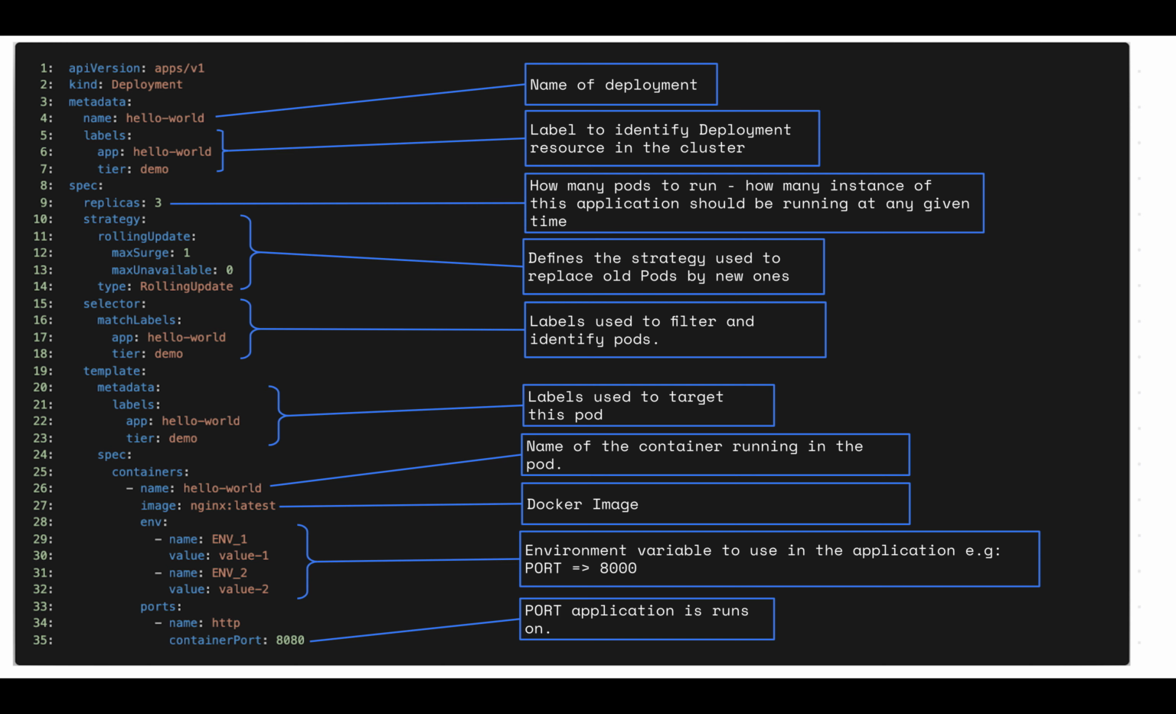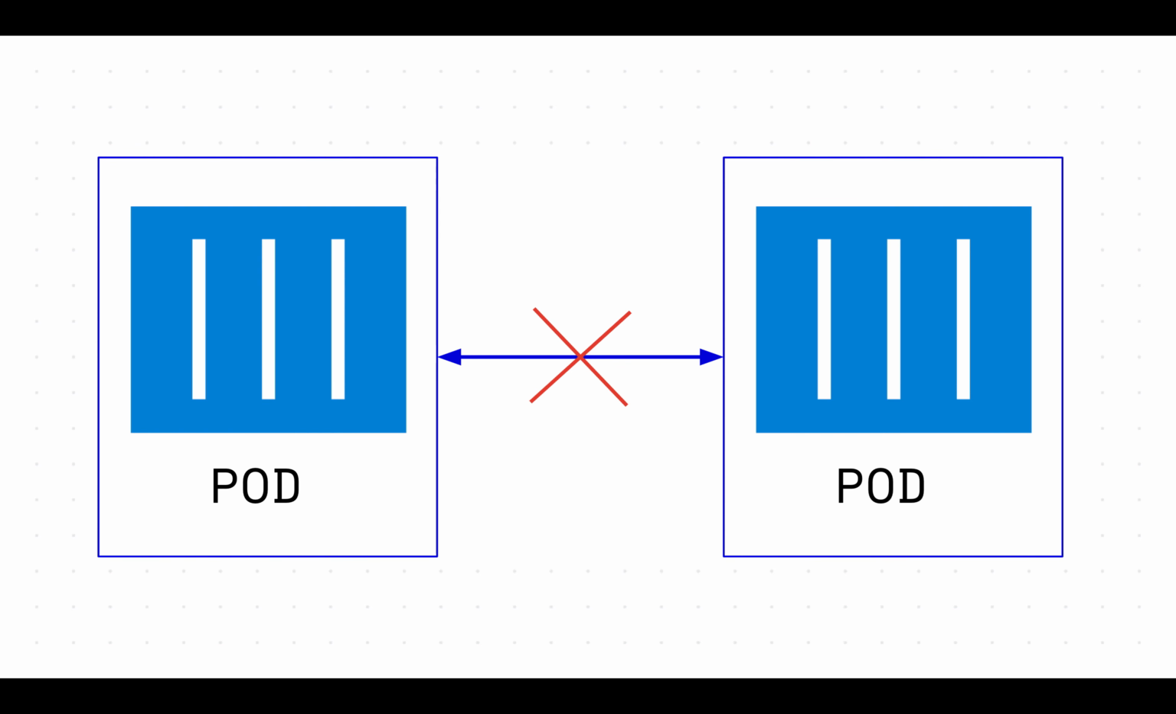Now, let's talk about communication between pods. You have pod A, and in this sense, you could say pod A is a Node.js application, and pod B is a MongoDB instance deployed on Kubernetes. You want communication between these two pods. How do you achieve that?